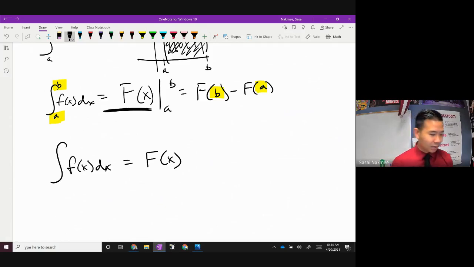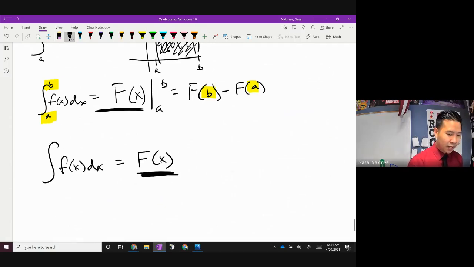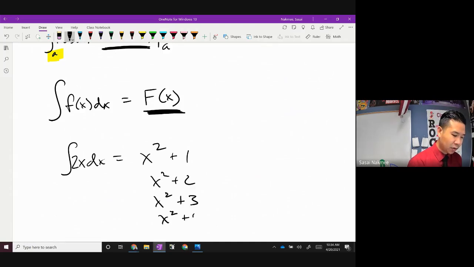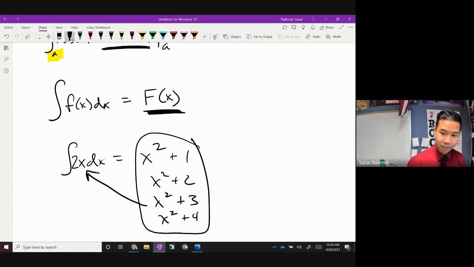But there's a catch. It's not enough to just tell us that this is the original function. The example I broke down before: if I took the integral of 2x dx, we know that's going to be x squared. But here's the thing, Sam. If I had a bunch of functions like x squared plus 1, x squared plus 2, x squared plus 3, x squared plus 4, would you agree that if I took the derivative of all of these functions, they all look like this? The derivative of x squared plus 2 is just 2x. The derivative of x squared plus 3 is just 2x.